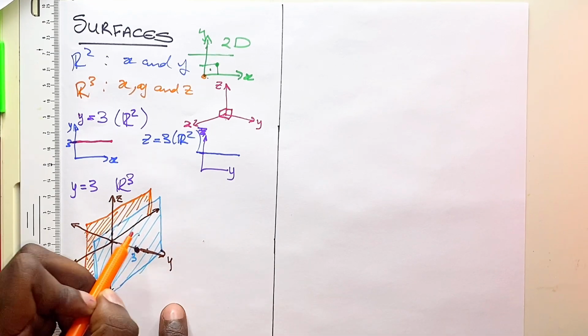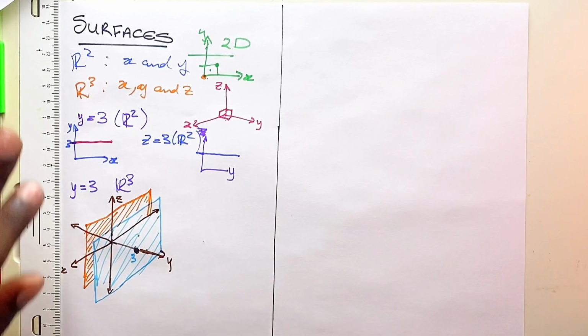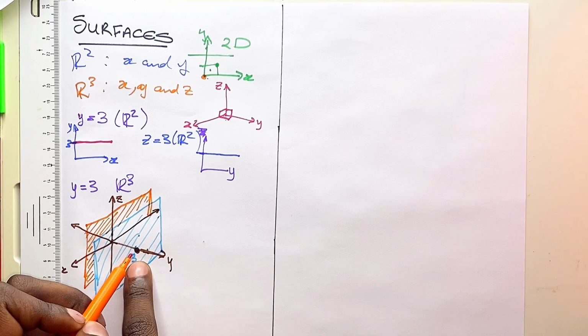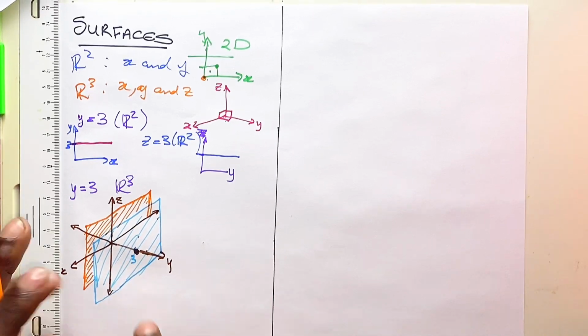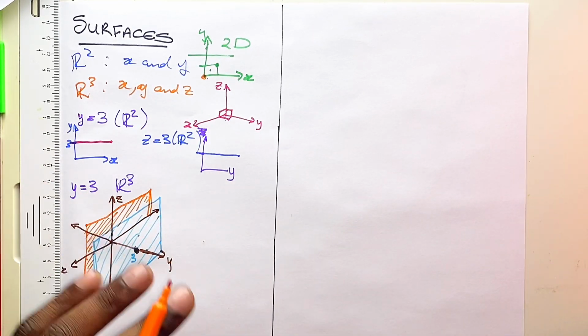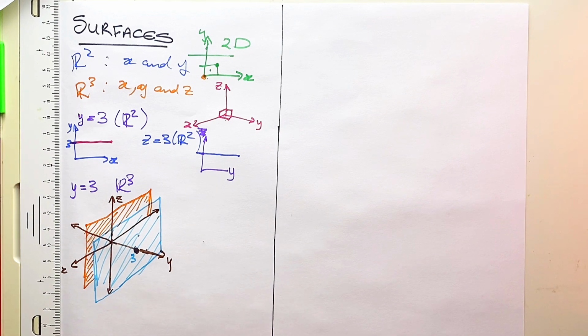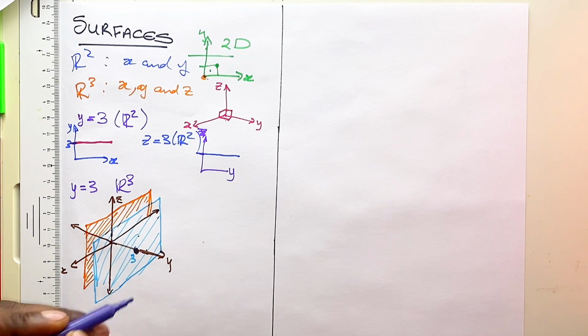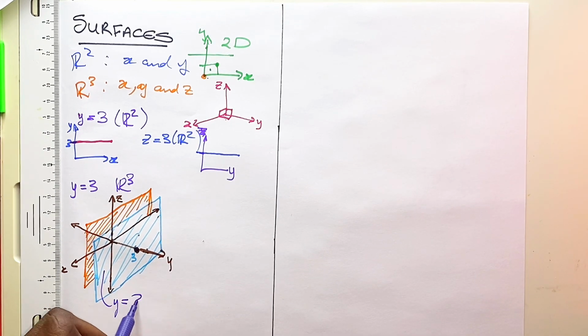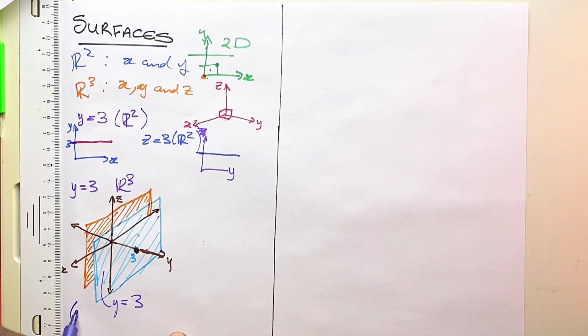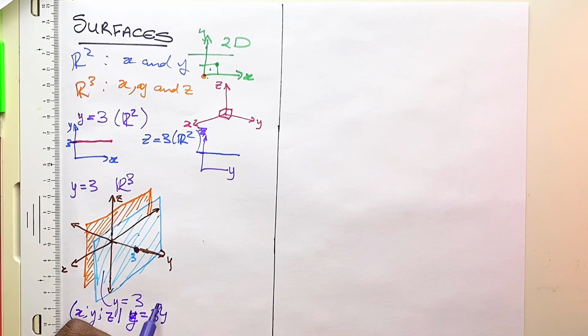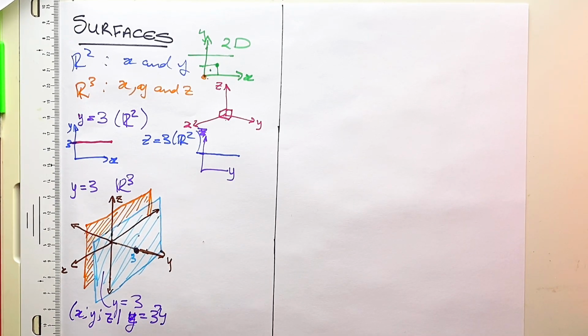So every point on this surface, as long as it has a y coordinate equal to 3, falls on top of that surface. And that's what y equal to 3 will look like. So this is y equal to 3. We represent it by saying the set of x, y, z where y equal to 3.